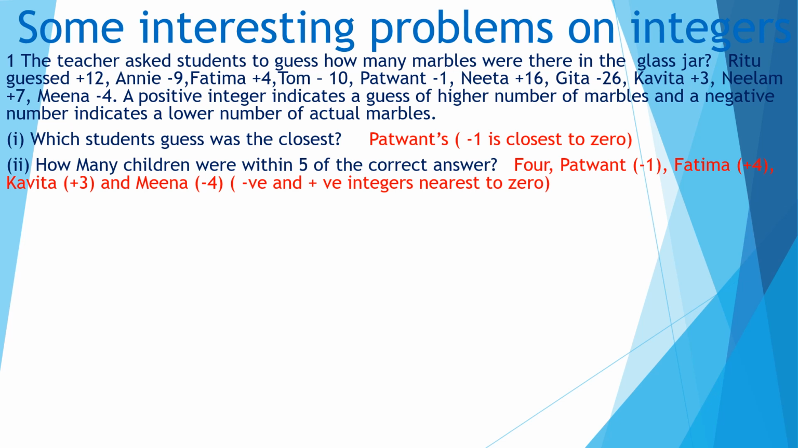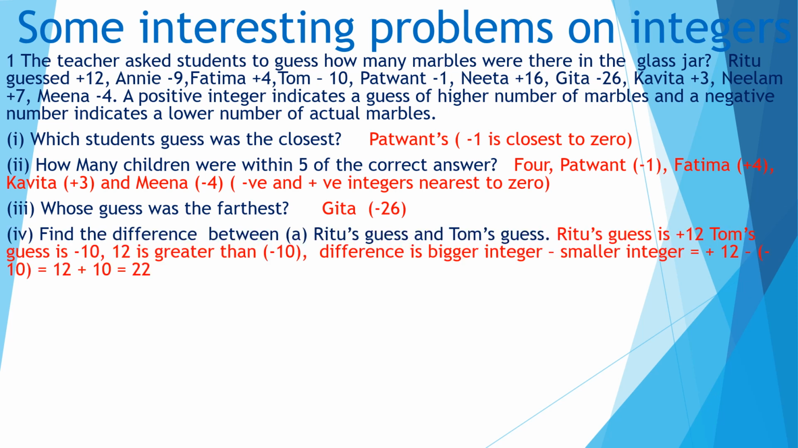How many children were within 5 of the correct answer? 4 children were within 5 of the correct answer. Patwan has -1, Fatima +4, Kavita +3 and Meena -4. Negative and positive integers nearest to 0 are only these 4. Whose guess was the farthest? Geeta has -26 as a guess. So Geeta's guess was the farthest.